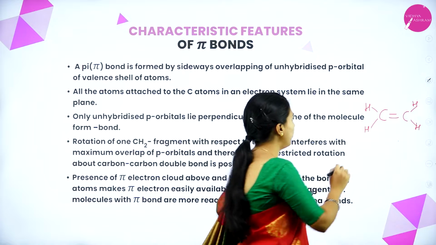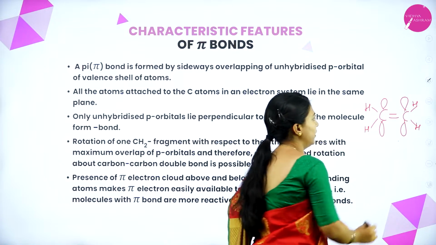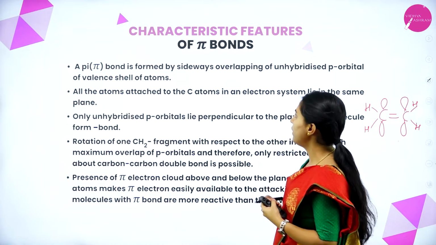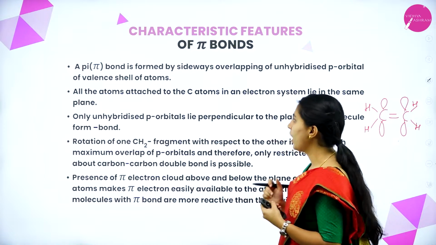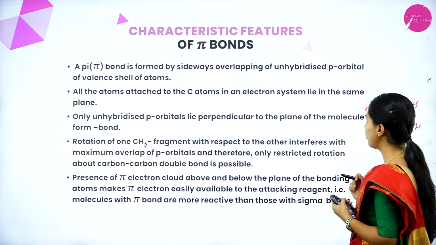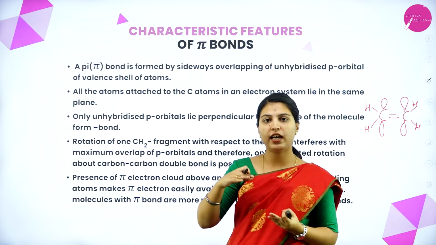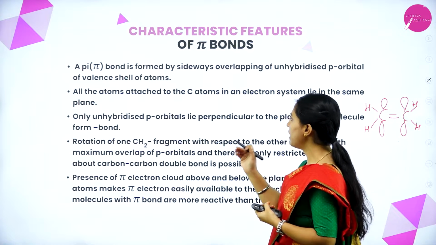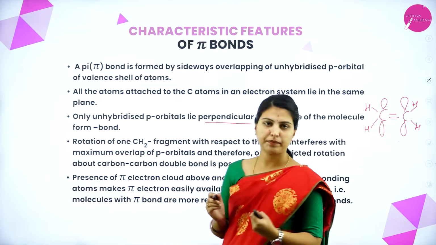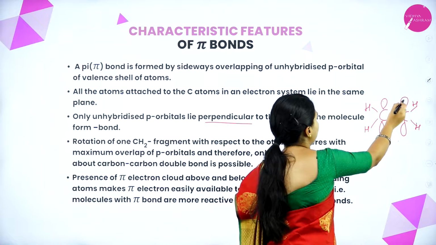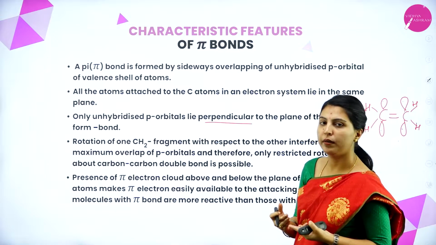How will the p orbital form? It is perpendicular to the carbon. This is the p orbital. The pi bond is formed by sideways overlapping of unhybridized p orbitals of the valence shell of atoms. All the atoms attached to the carbon atoms in an electron system lie in the same plane. All the H and all the C are lying in the same plane. Only unhybridized p orbitals lying perpendicular to the plane of the molecule form a pi bond. This p orbital is perpendicular to the plane and it will form the pi bond.